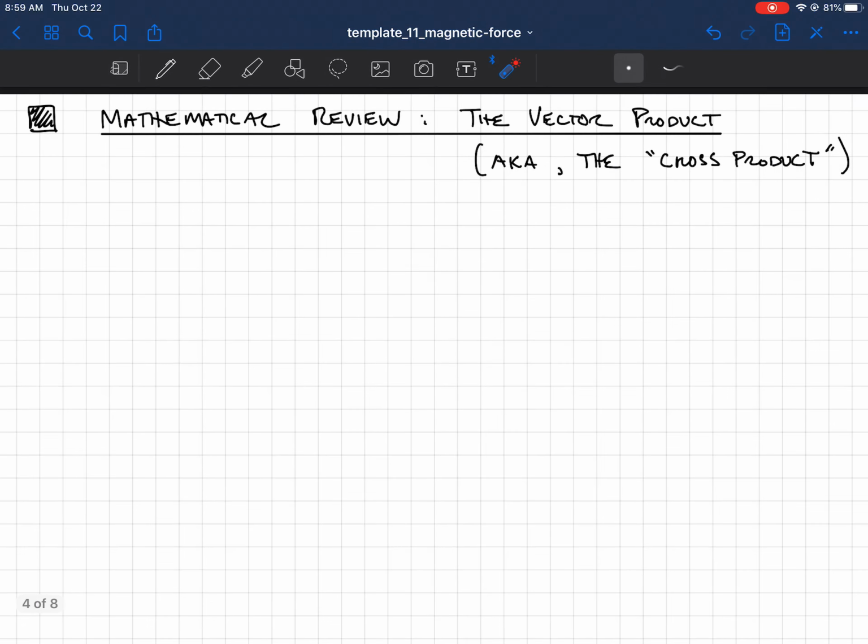Now, before we go on to talk about the force of a magnetic field on a moving charge, we need to talk a little bit about the mathematics of vectors, in particular something called the cross product or the vector product. So you remember there's something called the scalar product, which takes two vectors and gives you back a number, or a scalar. The vector product is a product that takes two vectors and gives you back a vector. So we write it like this, A cross B. And that should give you back some C vector.